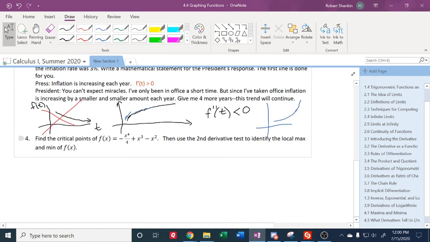All right, let's go to number 4. Find the critical points of this function and then use the second derivative test to identify the local max and min. So don't graph this, don't use a graphing utility, a graphing calculator, or anything like this. Just find the critical points, and as soon as you find them, as quick as possible, use the second derivative test, find out whether each of those are local max, local min, or possibly neither.